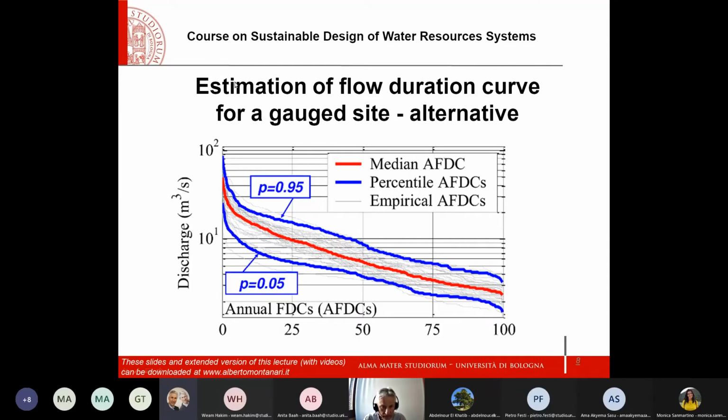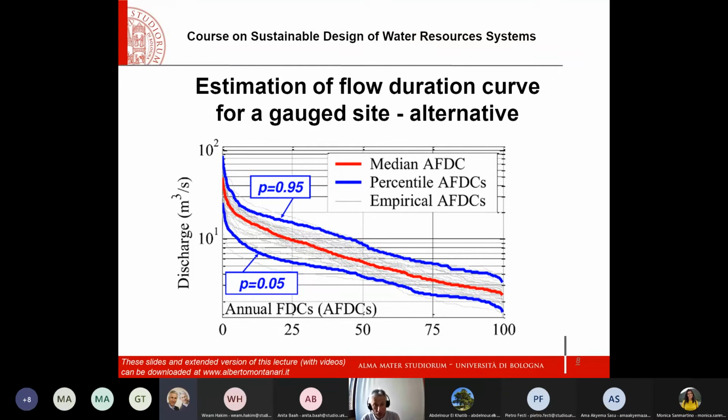Now, let me instead focus on an alternative. If I have 10 years of data, instead of pooling all the observations together, I can split the data into 10 parts, one group for each year. So I put the data of the first year together, the data of the second year together, etc. And then for each year, I estimate the flow duration curve according to the procedure that I explained in the previous slide. What I obtain is 10 flow duration curves.